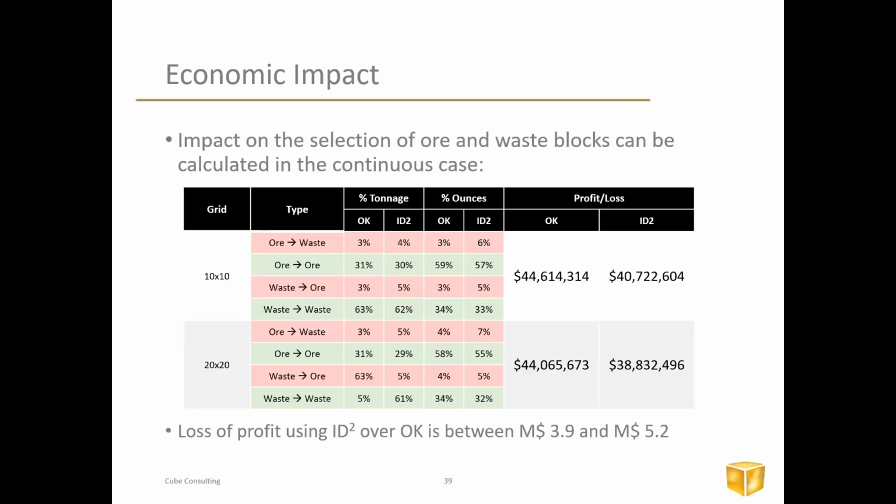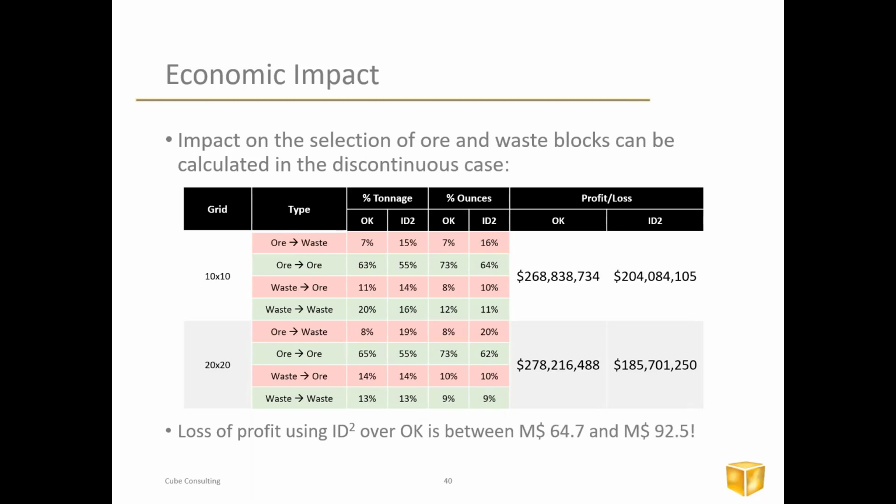So that's for the continuous case. If I have two drill spacings, so that's the estimation drill spacing, that means a 20 by 20 drill spacing and a 40 by 40 drill spacing. Now, the loss of profit by using ID square instead of ordinary Kriging is between $4 and $5 million. And that's for a 1.5 million tons estimate. In the discontinuous case, it is between $65 and $93 million.